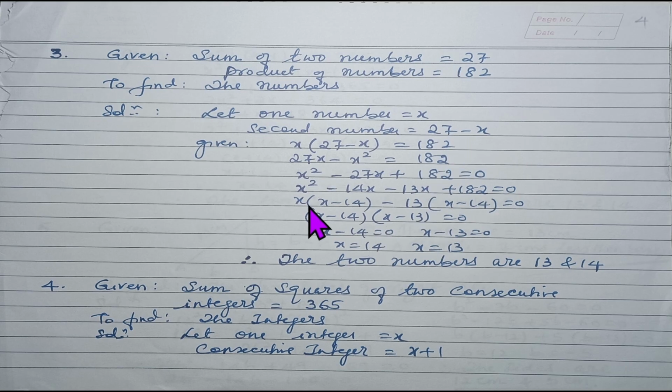So when you simplify it, we get a quadratic equation, and after getting the quadratic equation, you can go for the middle term splitting method, and then we get x minus 14, x minus 13 equal to 0. Therefore x minus 14 equal to 0, x minus 13 equal to 0, x is equal to 14 and x is equal to 13. Therefore the two numbers are 13 and 14. So please remember that.